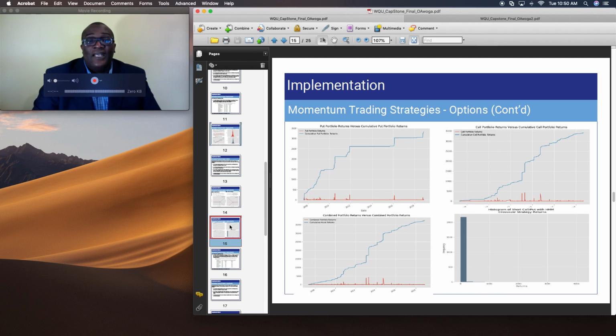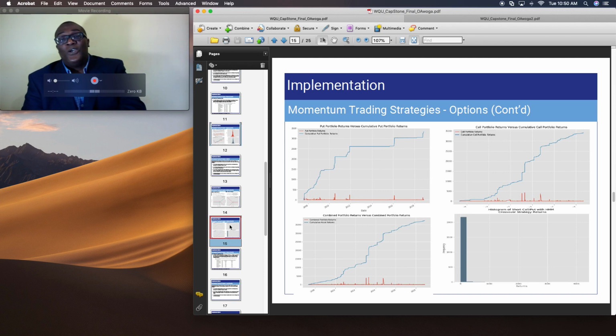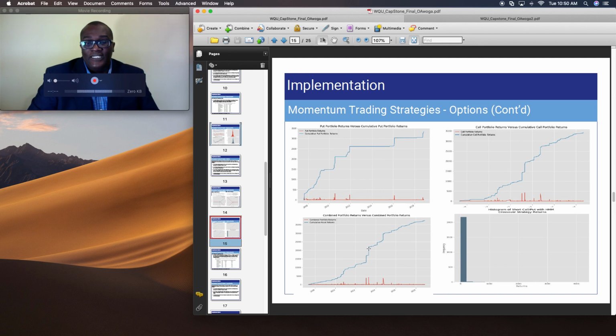To implement the strategy, we divided our portfolio into two. So on the day that we buy, that we sell a put. We don't sell a call automatically. And then we combine the two strategies, the returns on the two strategies here, to get our combined portfolio returns. And as you can see, our return is skewed to the right.